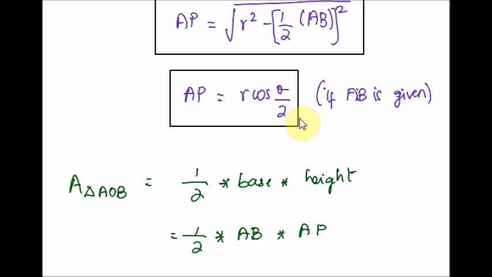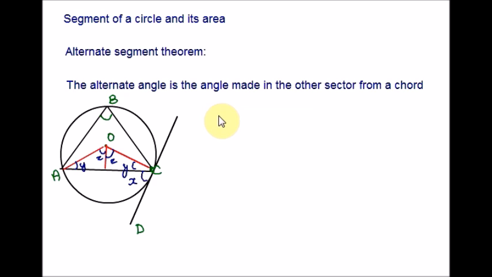There are two important theorems on the segment of a circle. Once we learn those two theorems, it will be easier for you to calculate the area, because we will be applying those theorems while calculating the area of a segment. Here is the statement of the theorem, alternate segment. The alternate angle is the angle made in the other sector from a chord. Here we are going to prove that the angle AOC is nothing but twice the angle ABC.